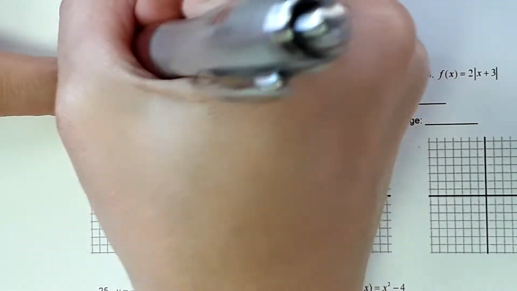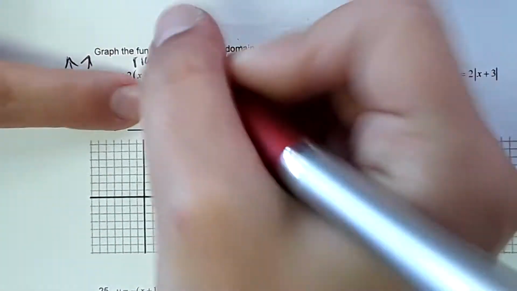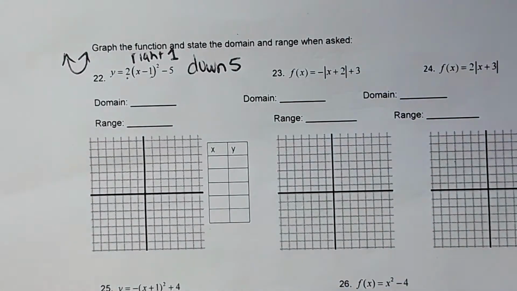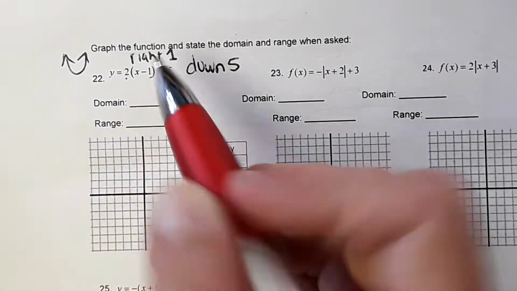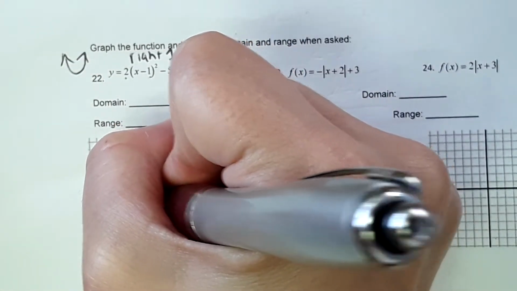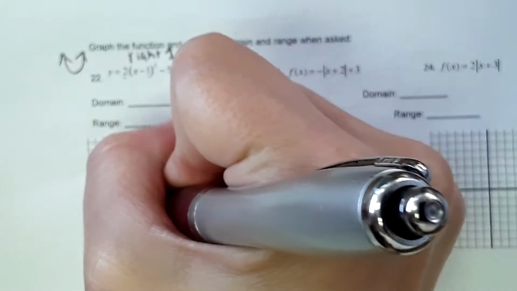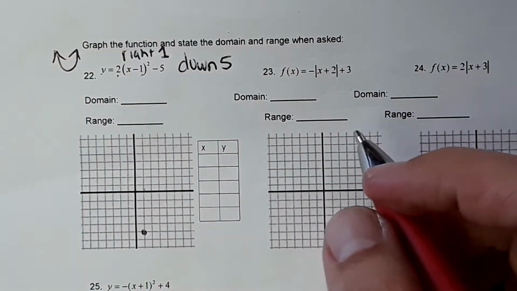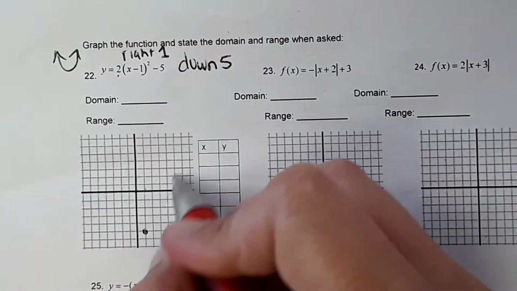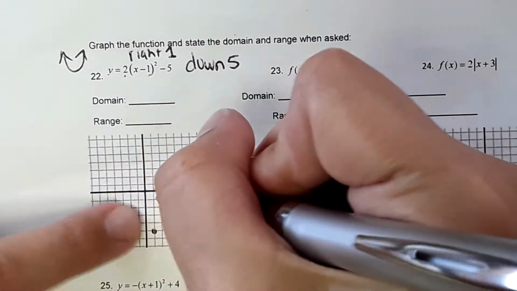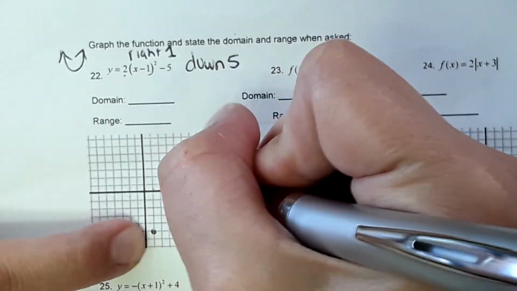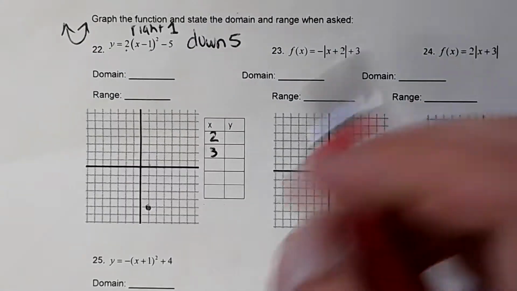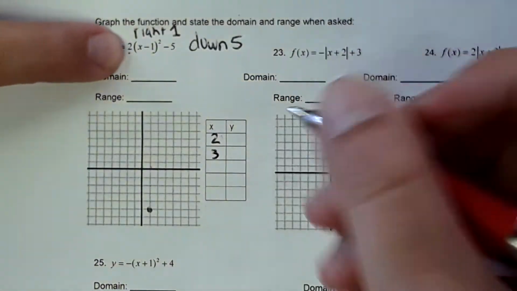-1 would be right 1. And -5 would be down 5. And then the 2 is a stretch, which we'll get to in a second. Okay, so right 1, down 5. 1, 2, 3, 4, 5. And then from here, we need to find what points are actually going up. So you choose some x values that are close to this one. This one's at 1, so maybe 2 and 3. And then from there, you plug these into the equation to find the output.